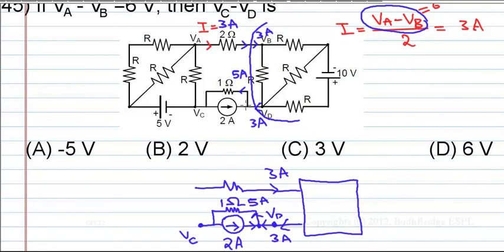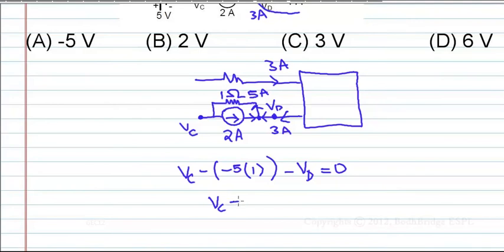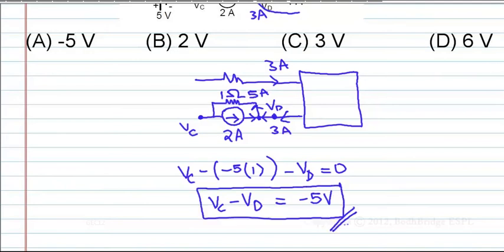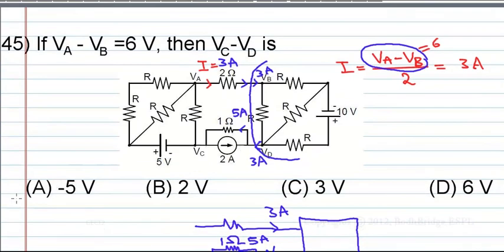Now what is VC minus VD? VC is the voltage at this point, minus how much current is going? Minus 5 into 1 ohm, minus VD is equal to 0. Therefore VC minus VD equals minus 5 volt. So VC minus VD is minus 5 volt, which is option A.